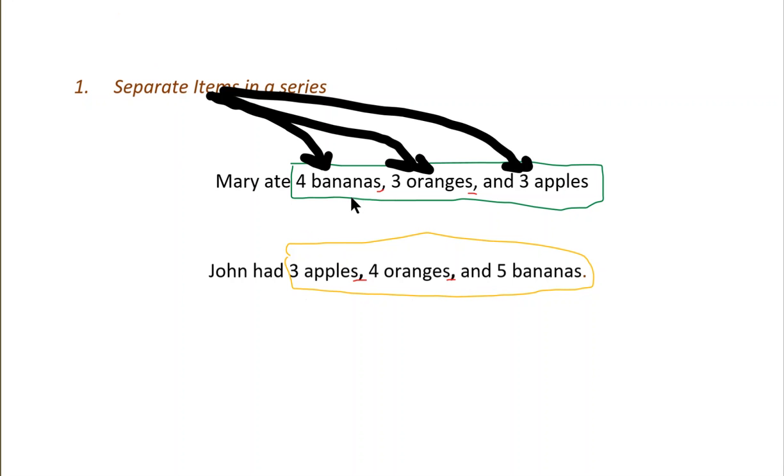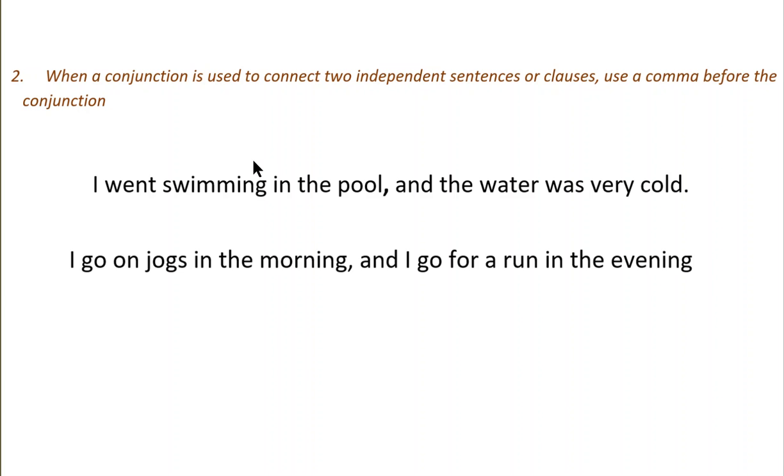Perfect. The next rule is when a conjunction is used to connect two independent clauses or sentences, use a comma before the conjunction. So a sentence or a clause is merely an idea, right? They can be complete or incomplete ideas. And in this case, when two sentences or clauses are independent, that means the idea is a complete idea, it's its own statement that you're making.